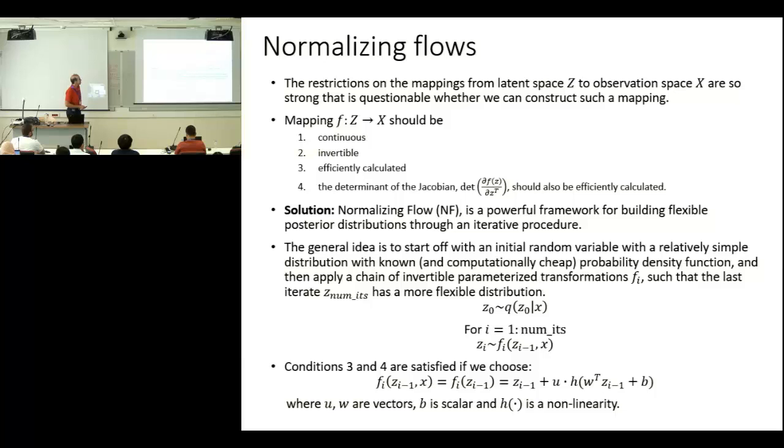Normalizing flows is a powerful framework for building flexible posterior distributions through an iterative procedure. The idea is the following. Start from an initial random variable with a relatively simple distribution with known and computationally cheap probability function, and then apply a chain of invertible parameterized transformations such that the iterate has a more flexible distribution which is closer to the distribution that we want to model.